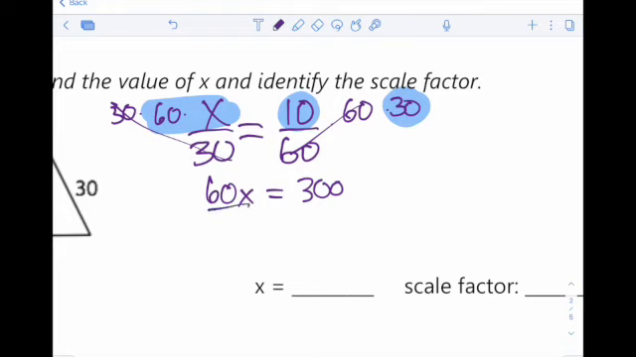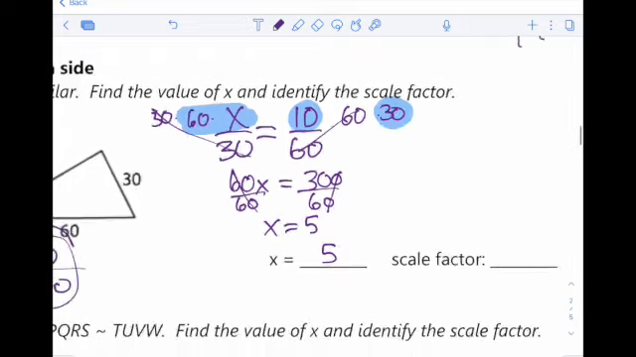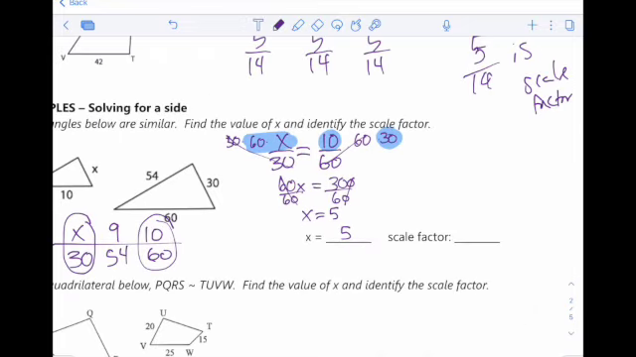And then I just divide by 60 because I'm getting x alone. So x is 5. Scale factor, it's the same as before. We're just going to take this fraction, except I just need to simplify it. So the zeros just cancel, it's 1/6. But feel free to double check it in the calculator.